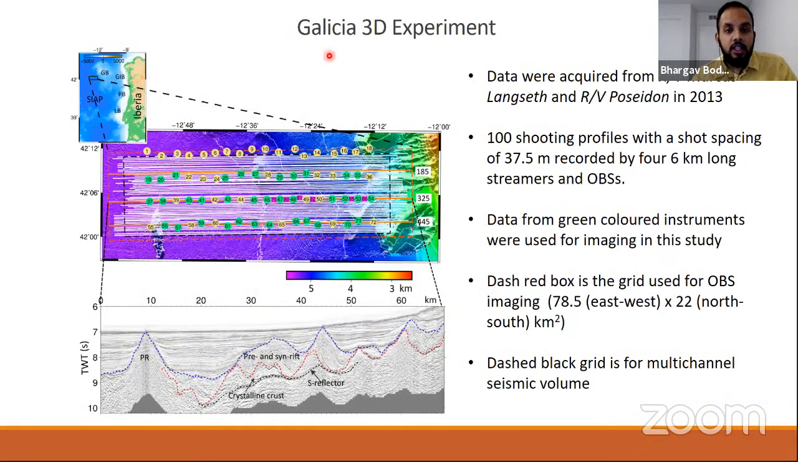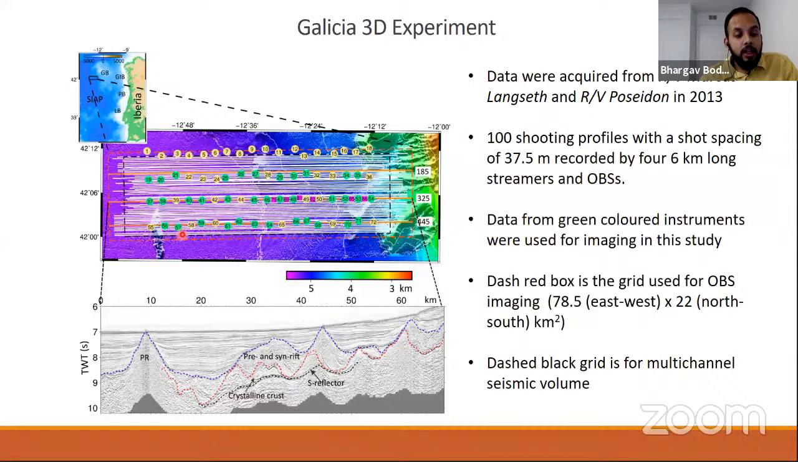So the details of the Galicia 3D experiment are here. The multi-channel seismic data was acquired using the Marcus Langseth, and the OBSs, ocean bottom seismometers, were deployed with Poseidon, a German ship, in 2013. The white lines here are the shooting lines, the source lines. 100 shot profiles were shot, with a shot spacing of 37.5 meters. The multi-channel data was recorded with four 6-kilometer long streamers, and the OBSs recorded the same signal sitting on the ocean floor.